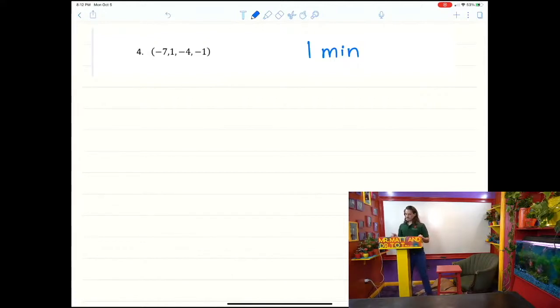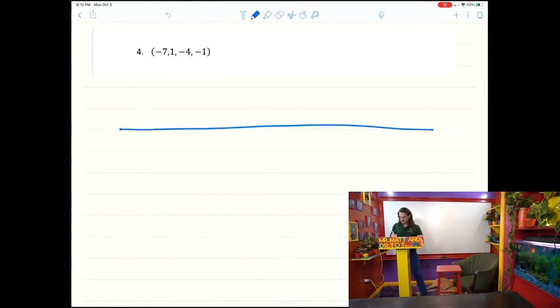Okay, so we have negative 7, 1, negative 4, and negative 1. Again, we only have one positive value, so I'm going to orient my number line skewed towards the negative. So I'm going to push the 0 rightward. My only positive value is 1, so I'm going to stick that right to the right of 0. Then I have negative 1, negative 4, and negative 7. So in ascending order, I'd have negative 7, negative 4, negative 1, positive 1. Again, if you have any questions, please let me know.